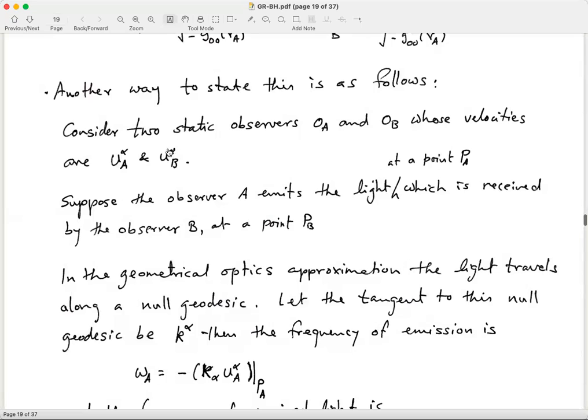Let's consider two static observers, OA and OB, whose velocities are u^α_A and u^α_B. These are four-velocities. If the observer is static, then the spatial components of the velocity vanish. Only the temporal component of the velocity would be non-zero.